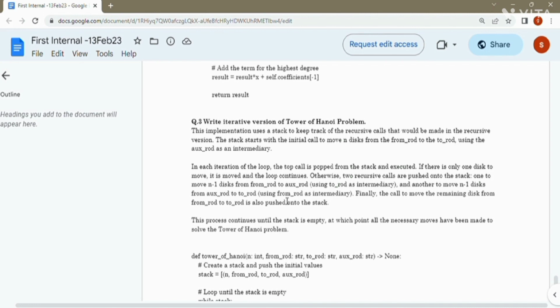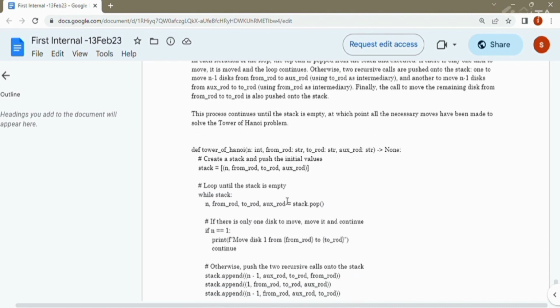In each iteration of the loop, the top call is popped from the stack and executed. If there is only one disk to move, it is moved and the loop continues. Otherwise, two recursive calls are pushed onto the stack, one to move n-1 disks from the source rod to the aux rod and another to move n-1 disks from the aux rod to the destination rod. Finally, the call to move the remaining disk from the source rod to the destination rod is also pushed onto the stack. This process continues till the stack is empty, at which point all the necessary moves have been made to solve the Tower of Hanoi problem.